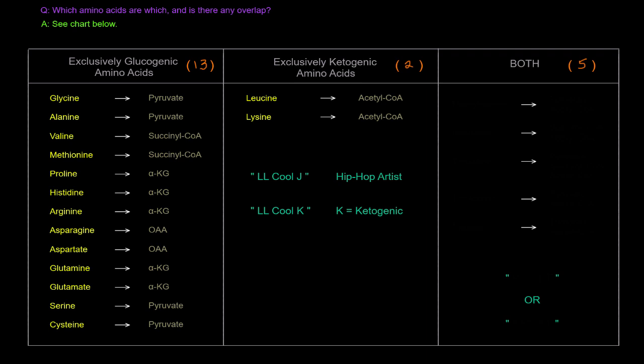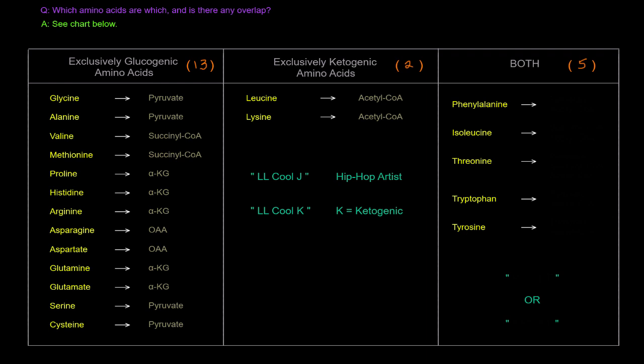Okay, now there are some that are both glucogenic and ketogenic. There's 5 of them. They are phenylalanine, isoleucine, threonine, tryptophan, and tyrosine. Now they are both glucogenic and ketogenic because they all can give rise to acetyl-CoA as well as to at least one of the other 5 key products.